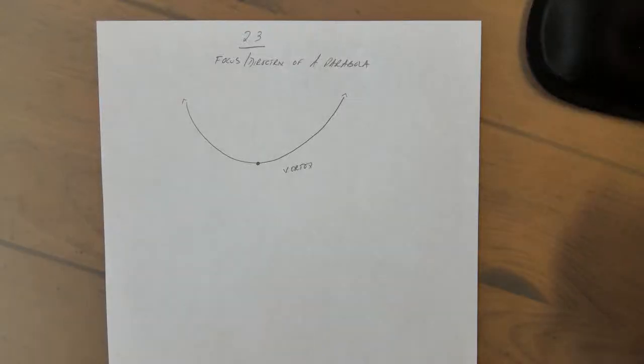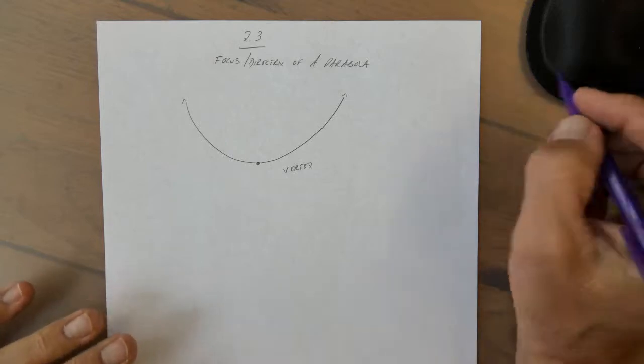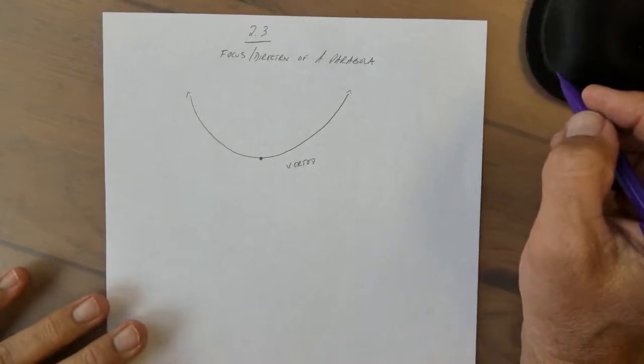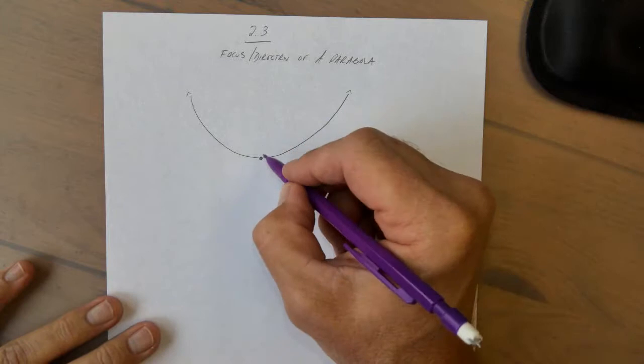All right, today we're going to talk about the focus and directrix of a parabola. And for our purposes, we're going to leave the vertex at the origin as we get into some of the example problems. But let's just talk generally, what are we talking about when we talk about the focus and directrix of a parabola? So here's a parabola.